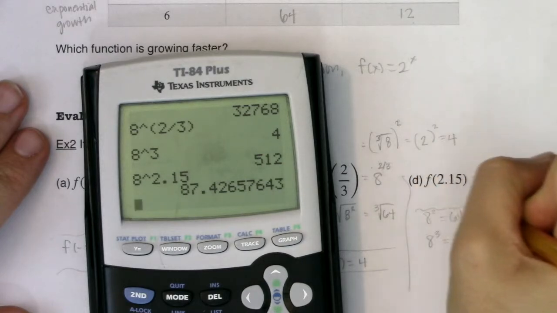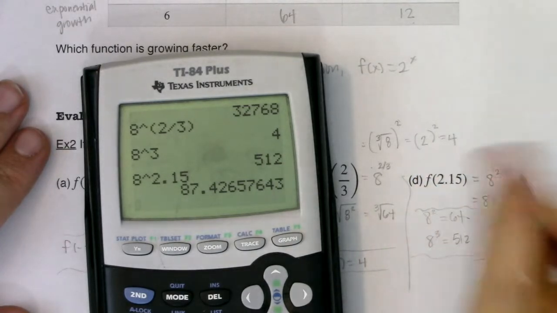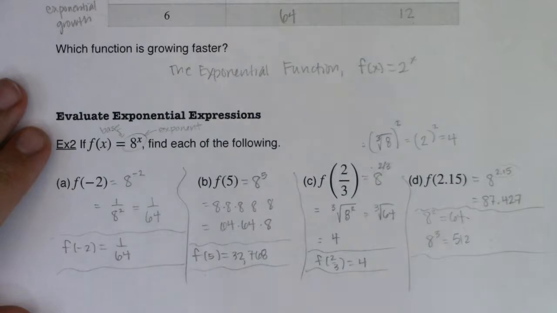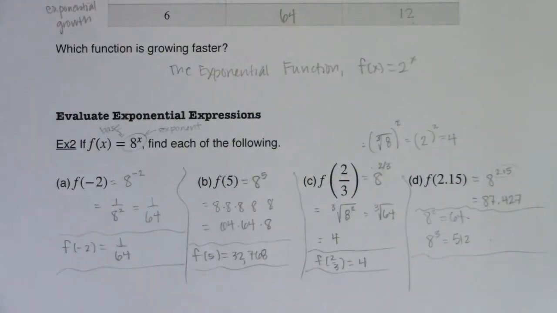All right. And this was just some side work here. So 87, it is a lot closer to 64 than it is to 512, so I'm pretty happy with my answer. All right, so with that, we're gonna flip the page, and we're just gonna take a look at a few functions and make sure we can identify, yes, this is an exponential function, because as we proceed through the first few sections of this chapter, we're gonna learn how to manipulate exponential functions.